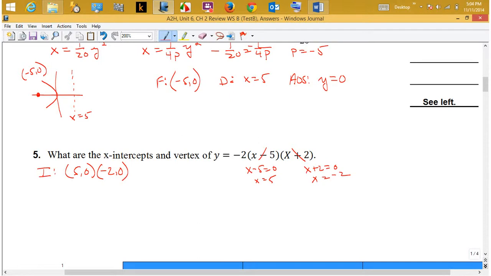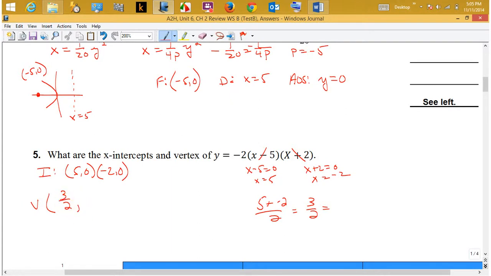Okay, now let's find the vertex. So halfway between these 2 points is where the line of symmetry is going to be, and the vertex is going to lie on that. So let's average these 2 points together to find the x value that lies between them. So I've got 5 plus a negative 2 all over 2. That would be 3 all over 2, which is equal to 1.5, or 3 over 2. So the x-coordinate of my axis of symmetry is going to be 3 over 2. So I'm going to go ahead and put that in there. Vertex, the x-coordinate is 3/2.